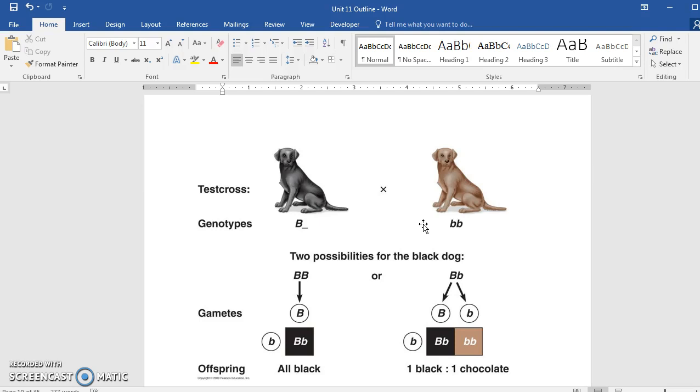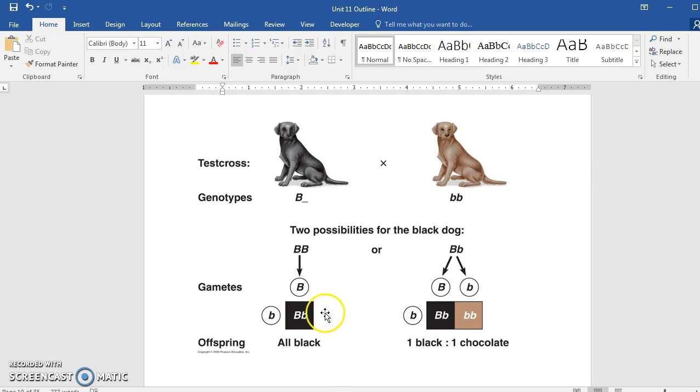Now the chocolate lab, because chocolate color is recessive, you know that both the alleles for that character are recessive, little b. So in doing a test cross, we take a homozygous recessive, the only type of gamete that can produce is a recessive or a little b gamete, and we cross it with the unknown. This is our black lab. And the black lab, as I mentioned, can produce only big B, because both of them are big B's, or a big B, little b.